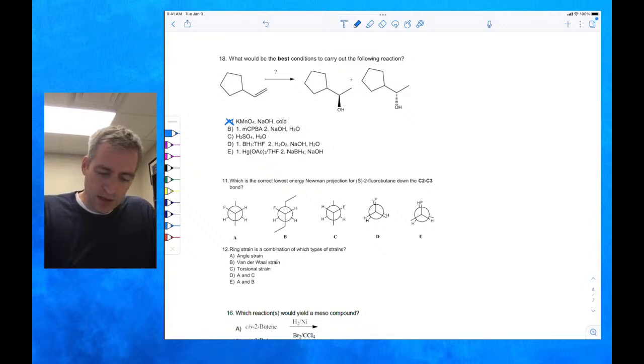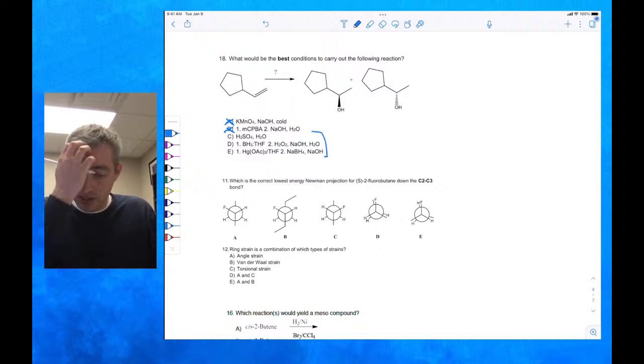B, MCPBA, and so on. These are not conditions we covered this year. That's not the right answer anyway. These are reactions that make epoxides. The next is sulfuric acid and water. So this is kind of what I was expecting to see. These three conditions are the three different ways we looked at that do hydration. One of these is correct, the other two aren't going to work.